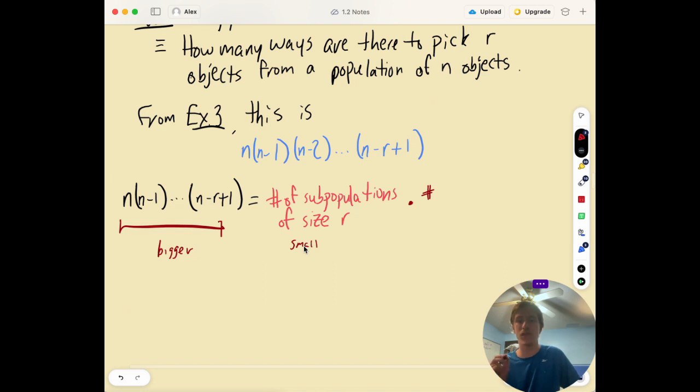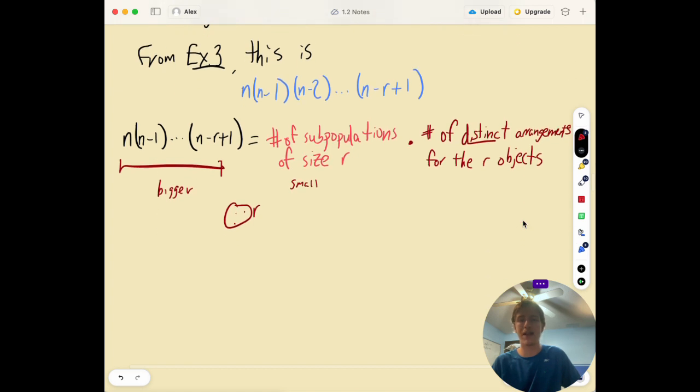So in order to compensate for those, in order to establish equality, we have to take the number of subpopulations of size r, and for each subpopulation, for each of these little groups of size r, we have to multiply that times the number of distinct arrangements for the r objects. If we could just figure that out, we're done. Well, how many distinct arrangements are there for r objects?